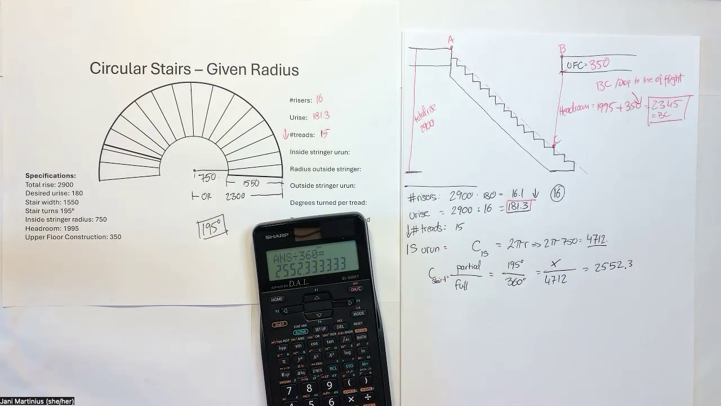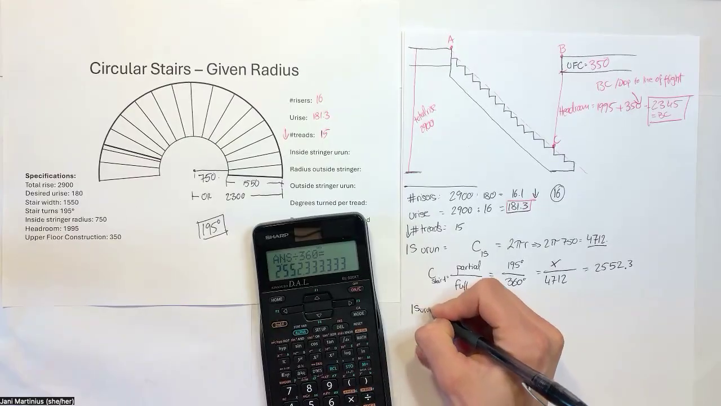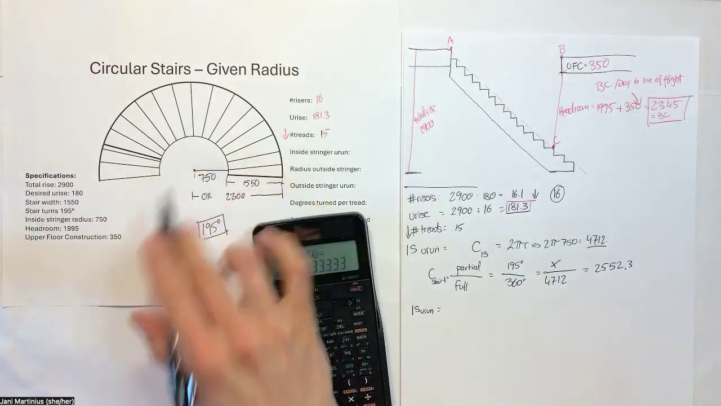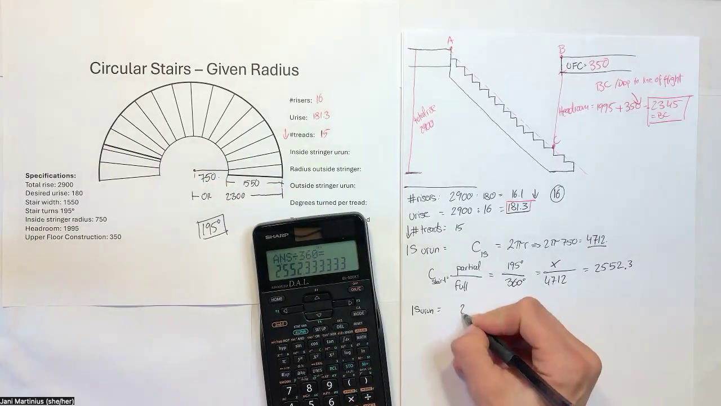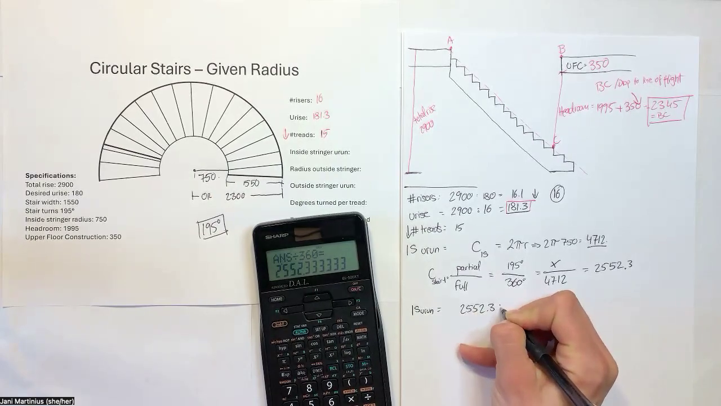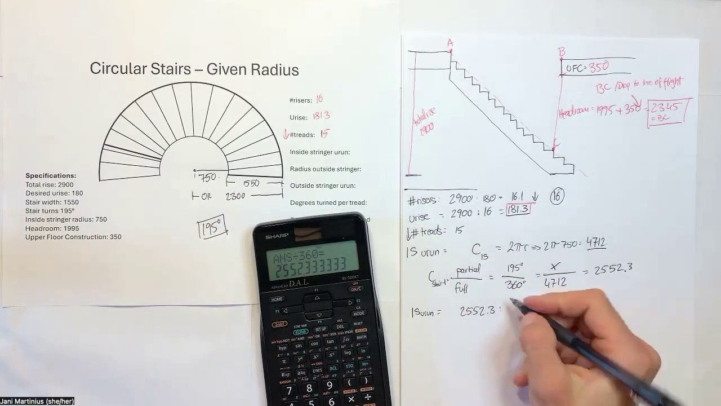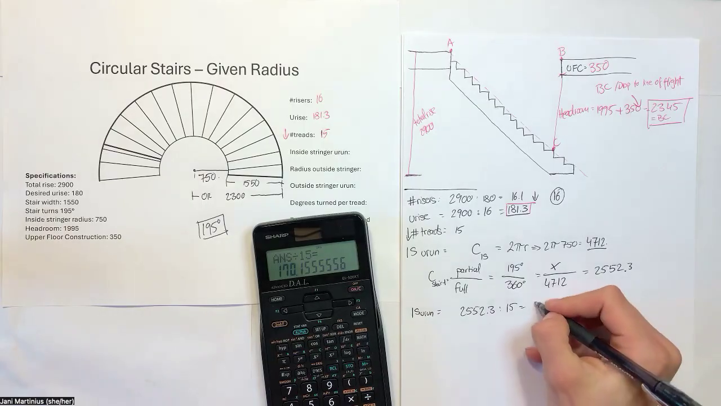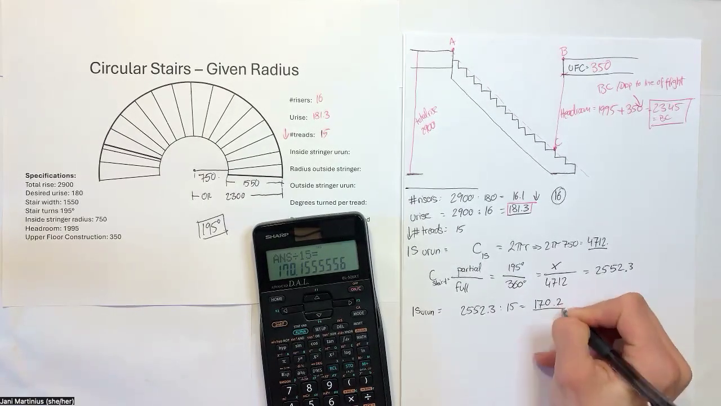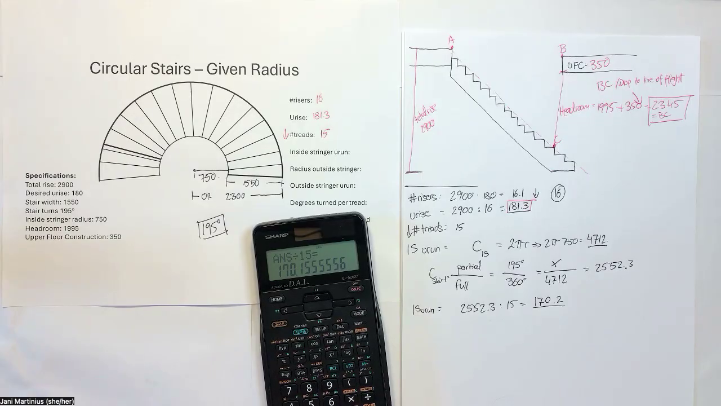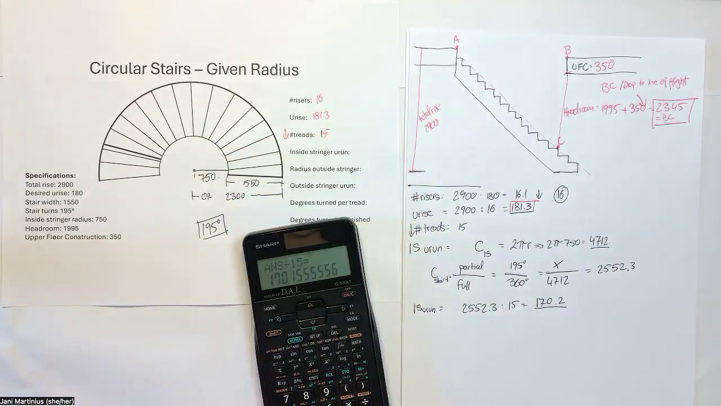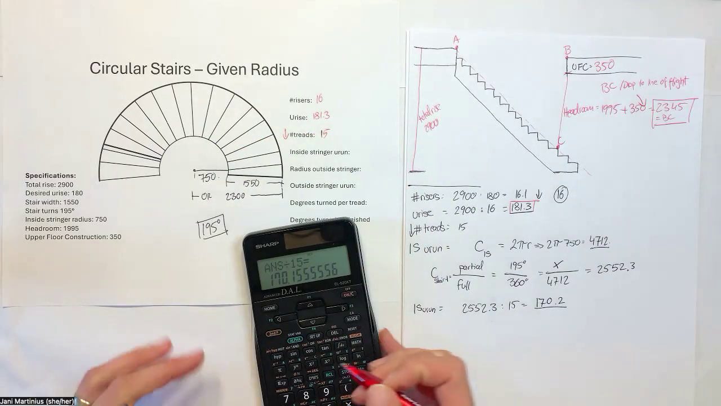So from here, can we figure out how long our actual inside unit run is? Yes, we can. Inside unit run is the circumference of our stair, of just what we have, divided by the number of treads. 2552.3 divided by how many treads do we have? 15. Dividing by 15 in the calculator gets us 170.2. So that means the run on the inside of the stair is going to be 170.2 mils.